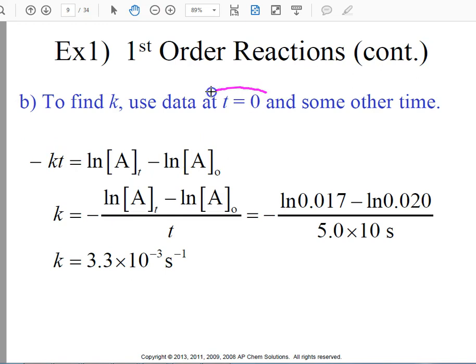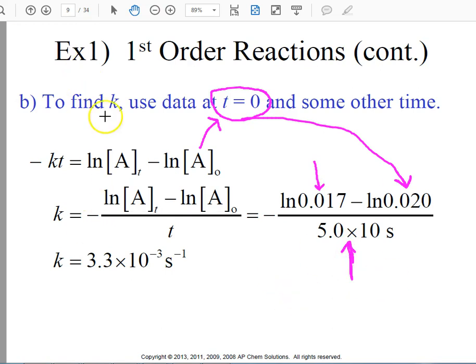So we're going to take our concentration at time 0. Our concentration at the beginning was given in the problem as 0.020. So we plug that in for the concentration at time 0. And then we're just going to pick a different time. So that could be any time that you wanted to pick off the chart. Here we picked 50 seconds, or 5 times 10 seconds. And then we need the concentration that goes with whatever time we pick.